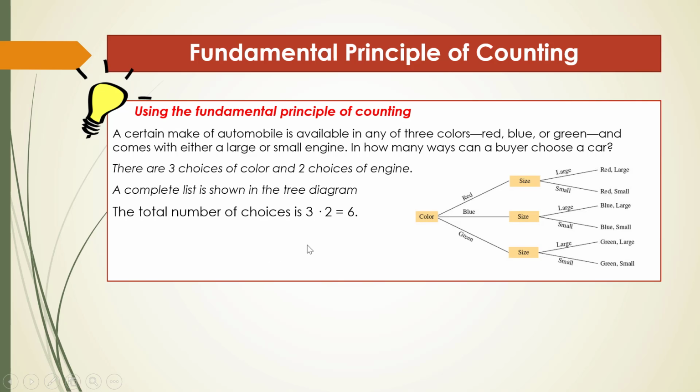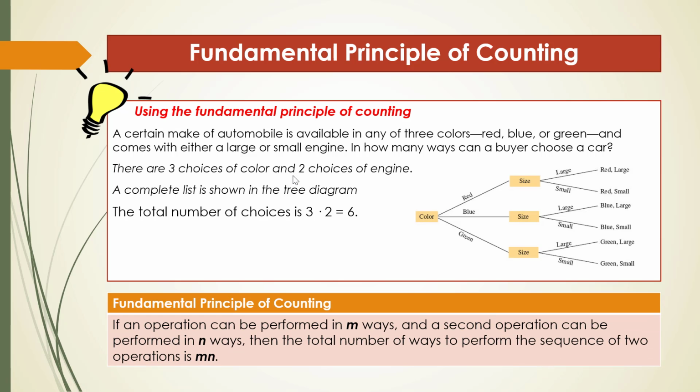So for a system of 2 operations, the fundamental principle of counting says that if an operation can be performed in m ways and a second operation can be performed in n ways, then the total number of ways to perform the sequence of 2 operations is m times n.